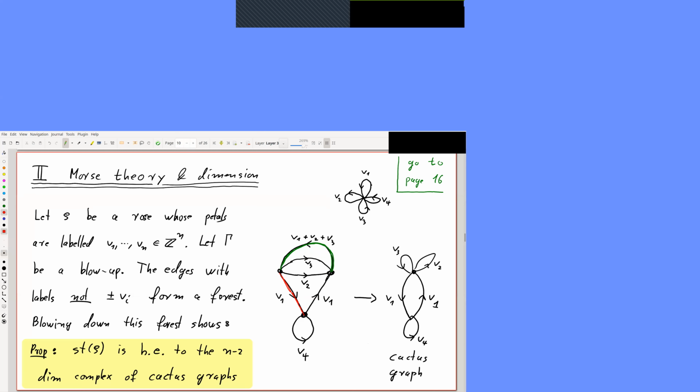Now, one thing about this subspace is worth mentioning. In this subspace, you don't see anything in the frontier of the roses. So if you are at a cactus graph and you blow down any forest in that cactus graph in a legal way, just take any forest, blow it down. Where will you end? Where will you come out? Well, you will come out at the roses from where you started, because there are no new labels. So all that you can get are the old labels. And that means you end up at the roses where you started.